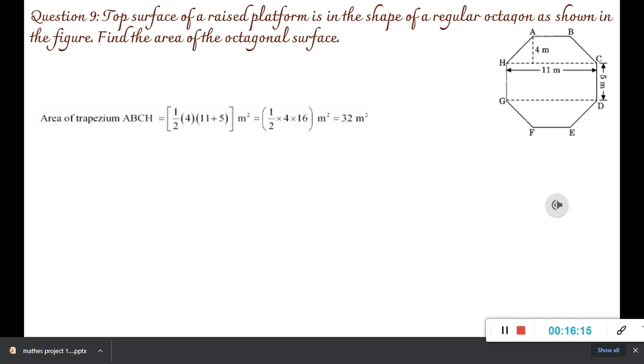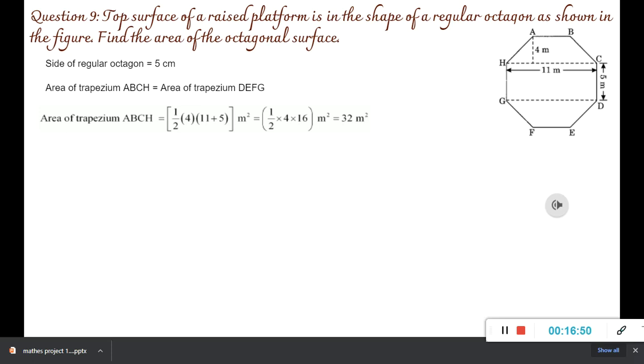So area of trapezium ABCH is equal to area of trapezium DEFG, right? So here we can find the area of trapezium, that is half into the perpendicular distance, that is 4 centimeter. What are the other two parallel sides? 11 and 5. So half into 4 into 11 plus 5, that is equal to half into 4 into 16 is equal to 32 meters square. So one trapezium we got 32 meters square.